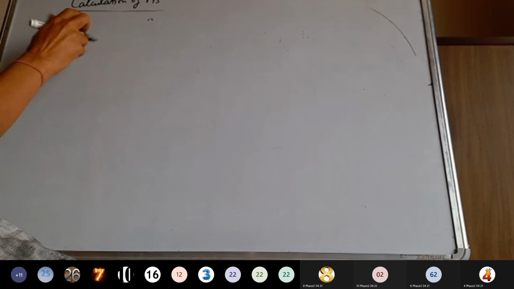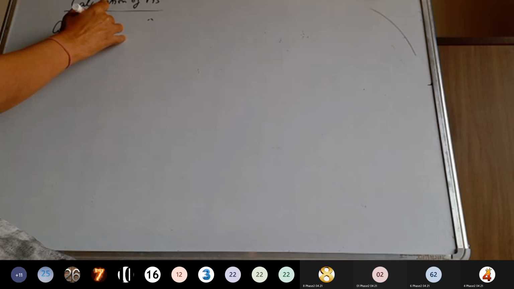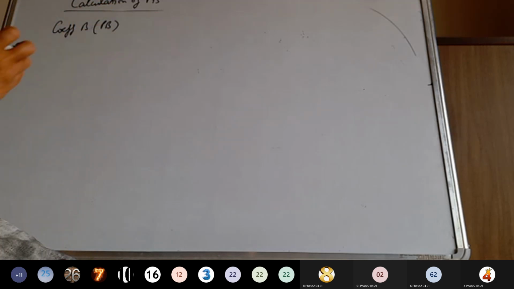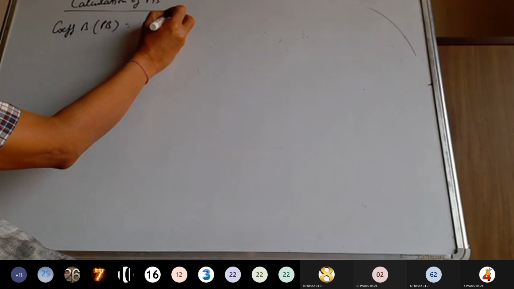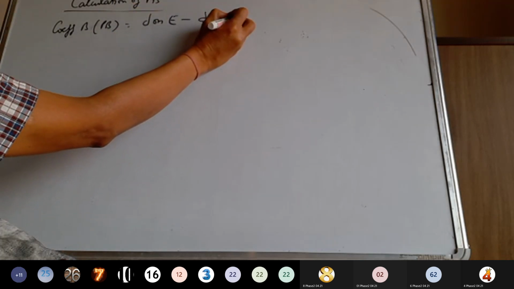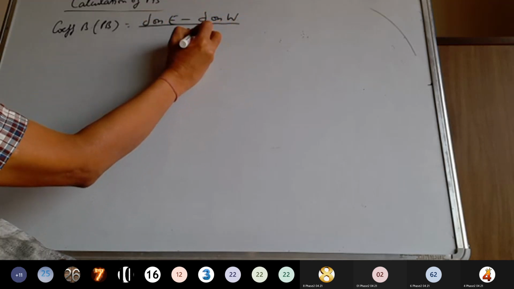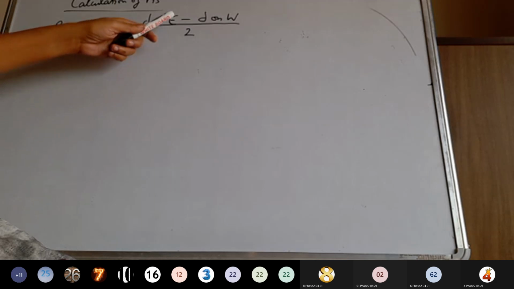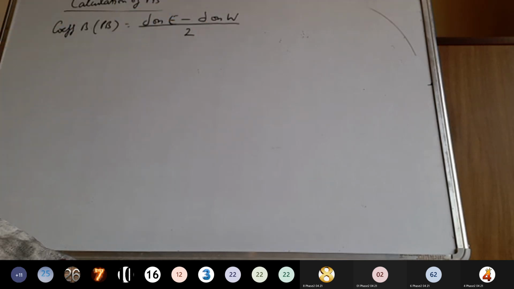So how do we calculate coefficient B? In the bracket I am writing, basically if IB has been corrected, then coefficient B will be equal to PB only. So what is the formula for that? Deviation on east minus deviation on west divided by 2. Very simple formula. That will give you the value of B. So what is this total deviation on east minus deviation on west? This is the total deviation.